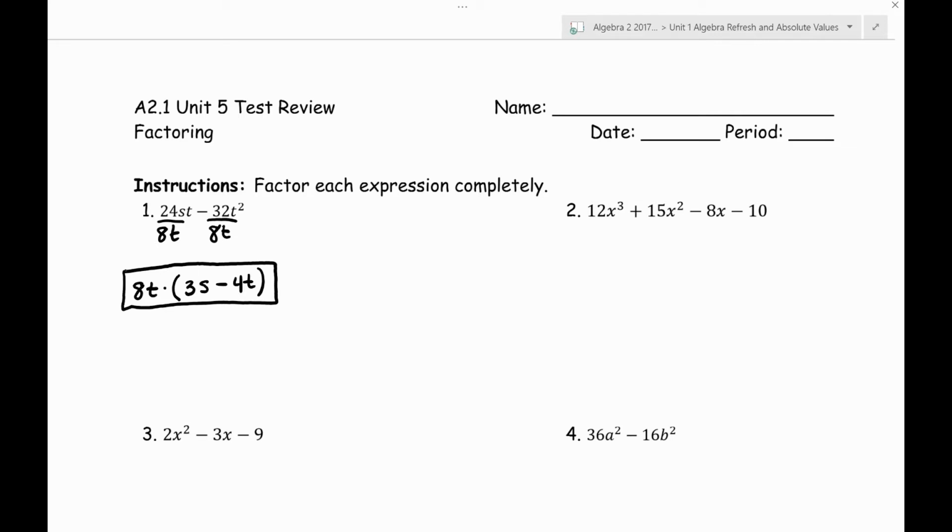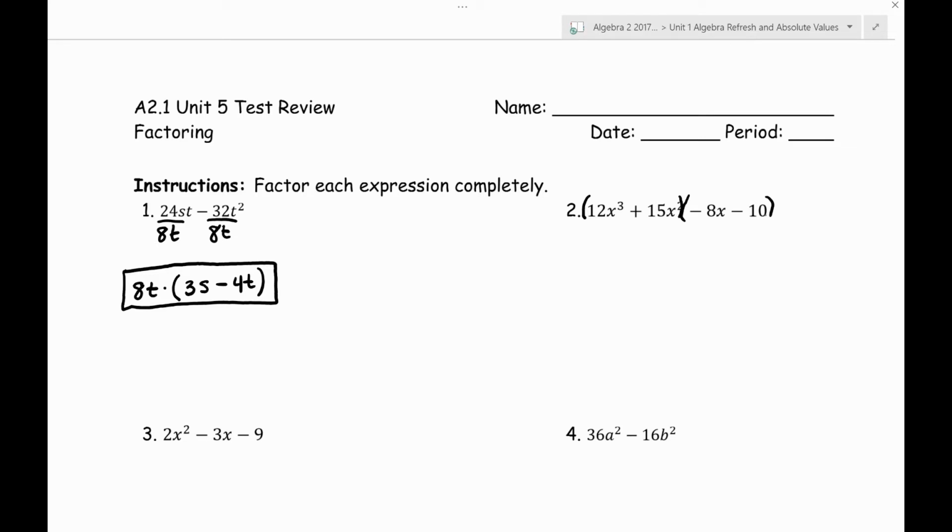Now number 2, 4 terms. First thing you think when you see 4 terms, if you can, factor it by grouping. You group the first 2, you group the last 2. You take out a GCD. Your goal is to make sure that whatever you divide out leaves you the same expression. Okay, then you group your GCDs and you multiply by the term that was left over.